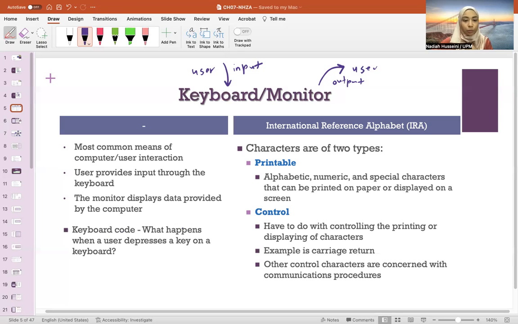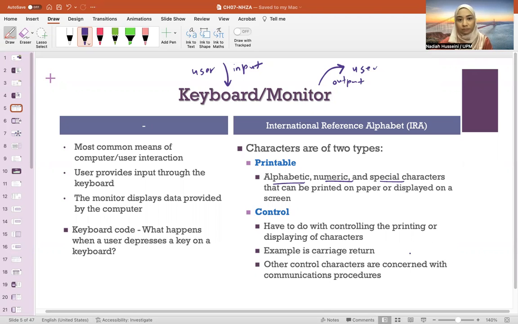Now, the keyboard code: what happens when a user depresses a key on a keyboard? Depresses means you press on the key. There are two types of things that will happen when you press on the keyboard. The first one is printable, which is alphabetic, numeric, and special characters. This is what we all know, what we're seeing on the screen right now.